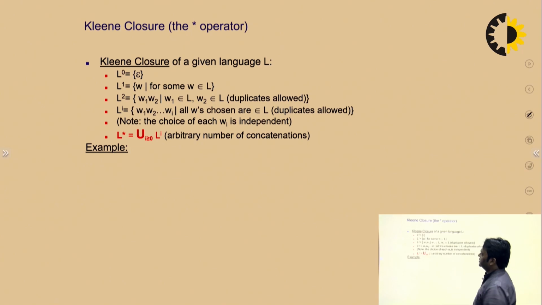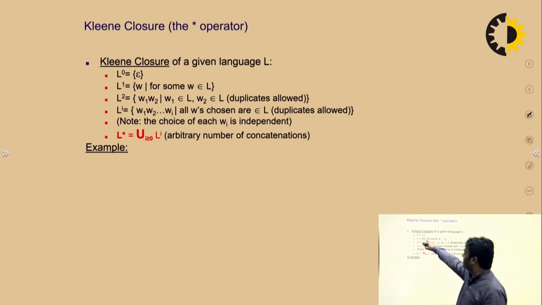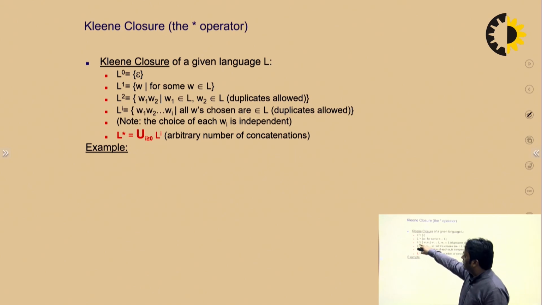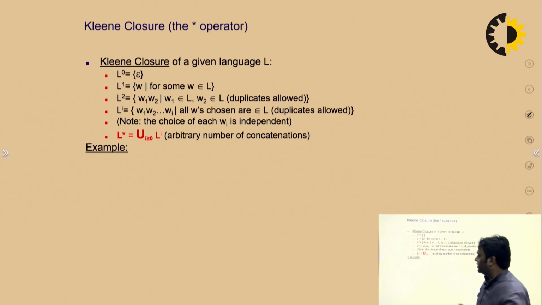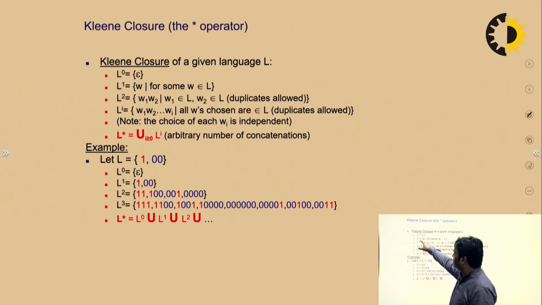Next is the closure operator. For a given language L, if the occurrence of language L is 0, then the output will be epsilon. If the occurrence of L is 1, then the output will be a string of the given length. And if the occurrence is 2, then it will be strings of length 2. To explain with an example, if L is the language given as 100, L0 means the occurrence of the language is 0, so epsilon will be accepted. If the occurrence of L is 1, then the string 100 will be accepted.